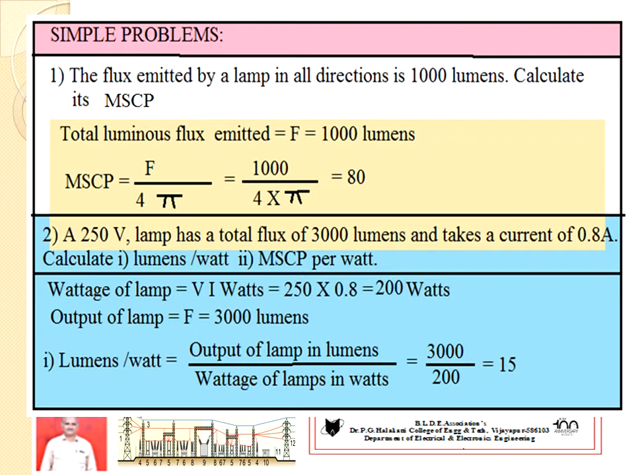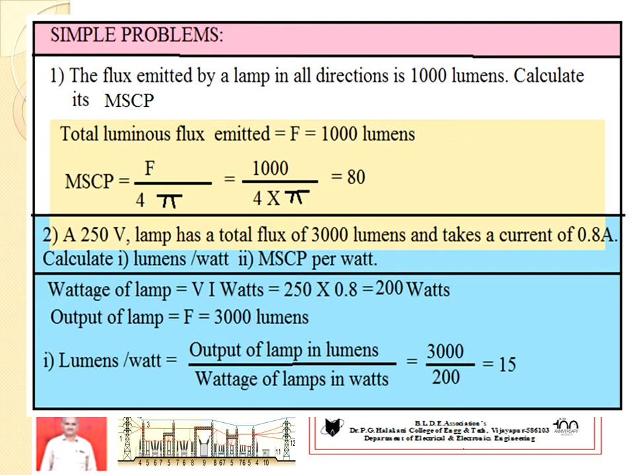So, what is the input? Wattage is the input. Voltage is given, current is given, V into I gives watts: 200 watts. The output of the lamp is in lumens. The output of the lamp is also given: 3000 lumens.